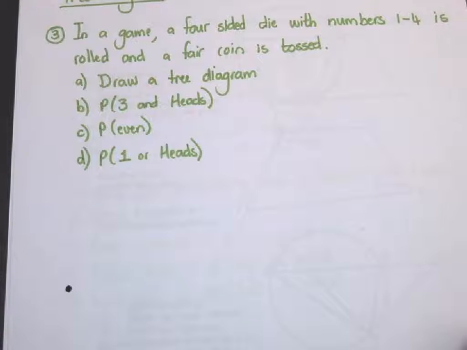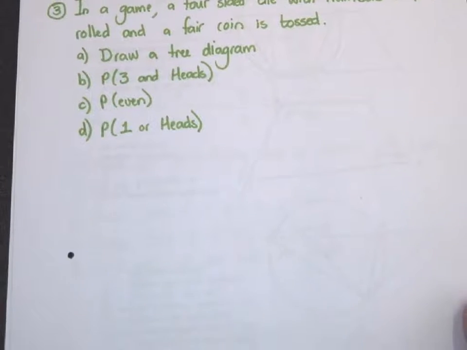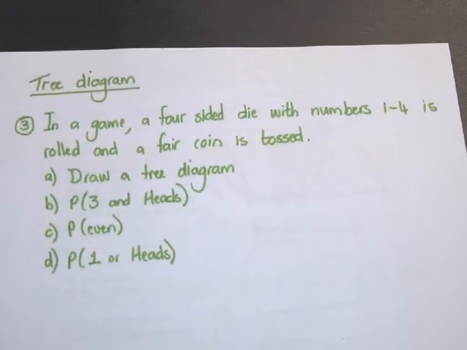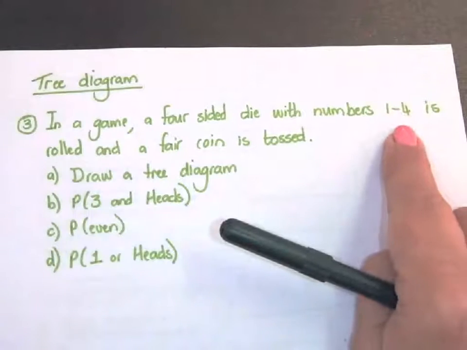If we roll the dice, how many options are there? How many branches? 4. Because our dice has 4 numbers.